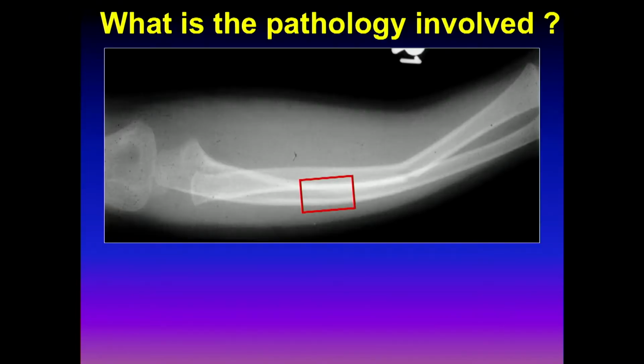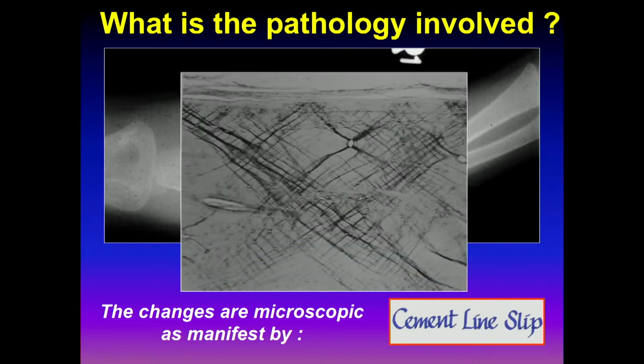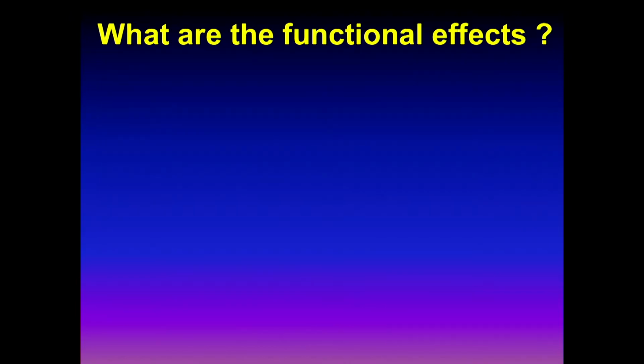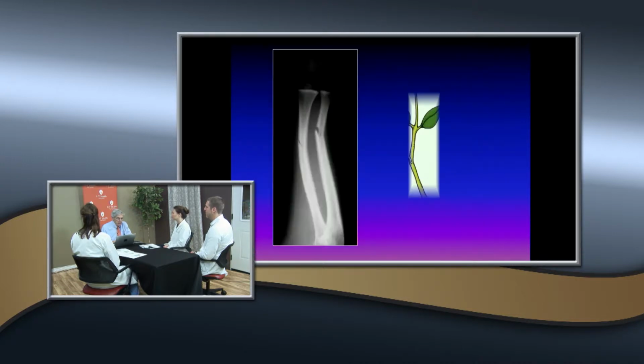Now the pathology involved is that the changes are microscopic, the cement lines slip, the osteon fragments have displaced here, and you see the cement lines just slipping here. You're not going to biopsy the bone, but this is what happened in the studies that have been done before. Now, the functional effects are what? They lose their rotation. That's right. And here's a boy that has it, that same patient, and see that he's got loss of forearm rotation, loss of supination, and loss of pronation.